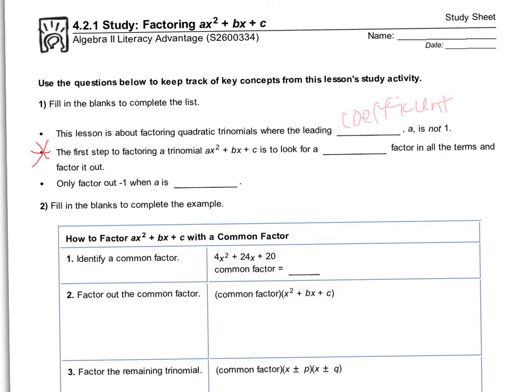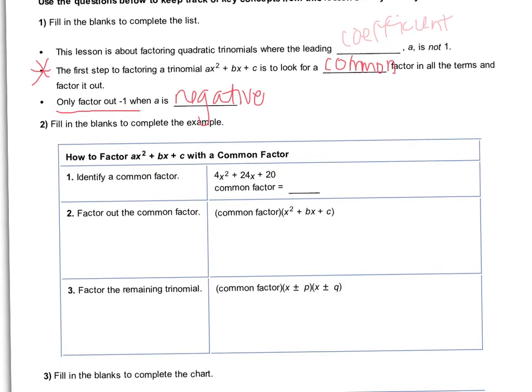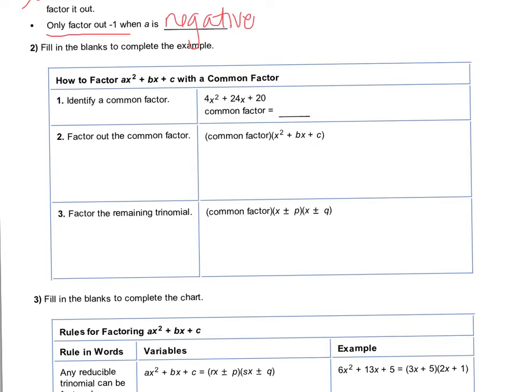The first step to factoring out a trinomial is to look for a common factor in all the terms and then factor it out. And that can include a -1, but it's only a -1 when A is negative. And we're going to look at some examples that actually discuss that so you can understand what that means. So if you look at this example here, I have 4x squared plus 24x plus 20. I'm trying to get this into 2 parentheses. That's my goal. But before I can actually do that, which we'll do later, I need to first look to see if I can divide all of these numbers by something.